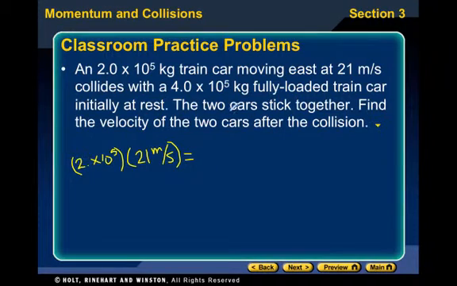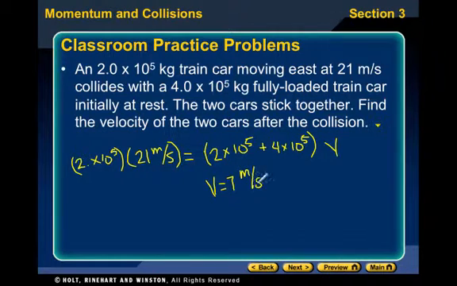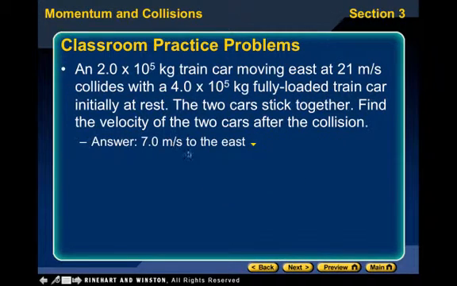So this would equal the two cars stick together. So we have the mass of the two cars is 2 times 10 to the 5th plus 4 times 10 to the 5th. And then we would have a new velocity. So let's calculate that V. I get a positive 7. So that would be 7 meters per second east, since we've made east positive and west was negative. Let's check our answer. Yes, we were right.